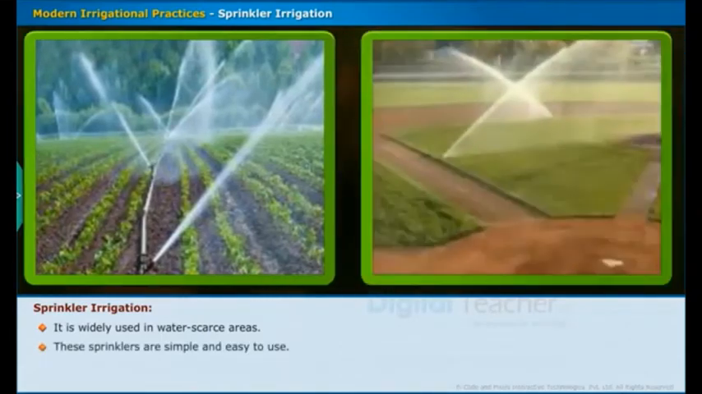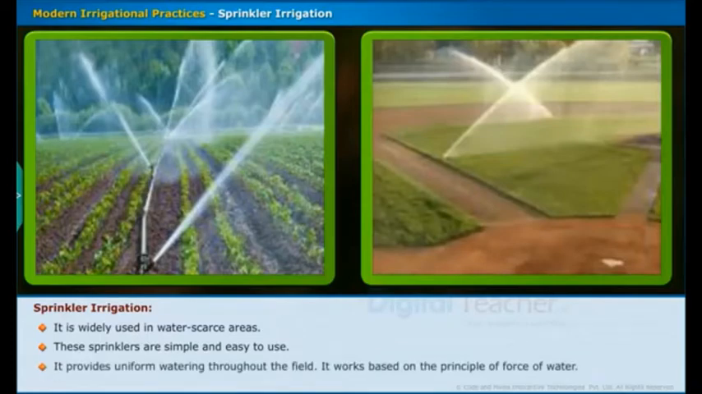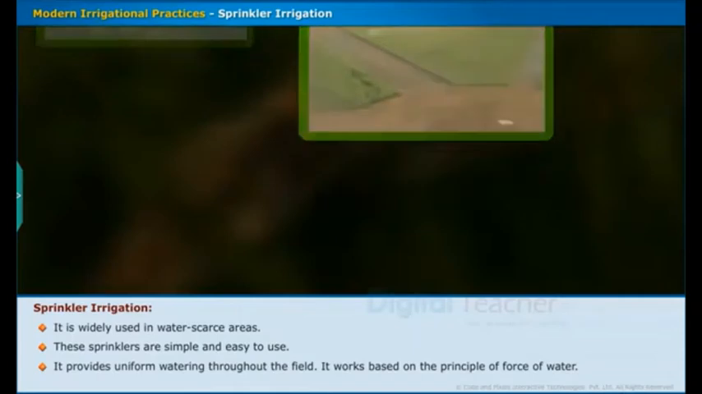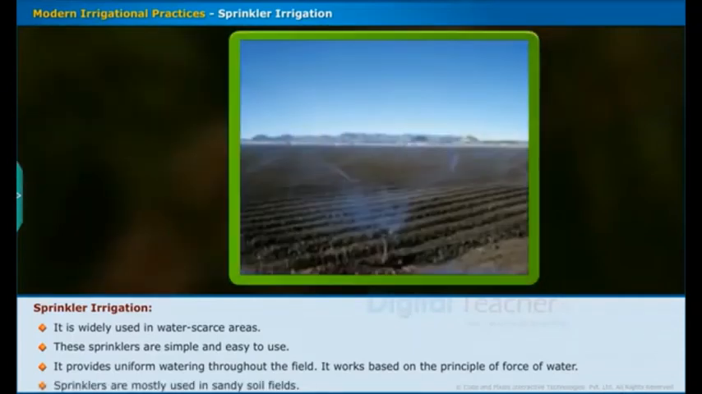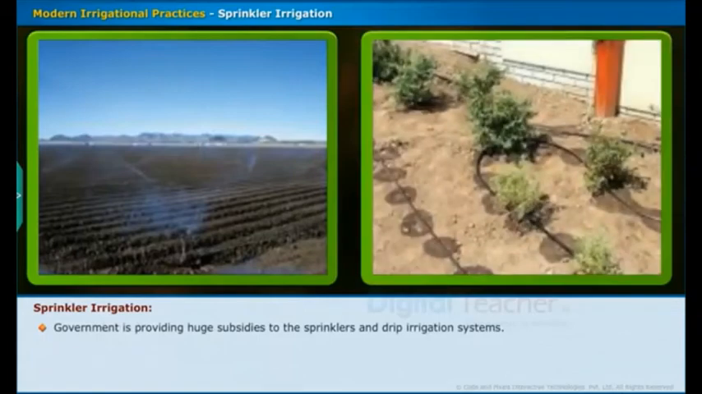These sprinklers are simple and easy to use. It provides uniform watering throughout the field. It works based on the principle of force of water. Sprinklers are mostly used in sandy soil fields. Government is providing huge subsidies to the sprinklers and drip irrigation systems.